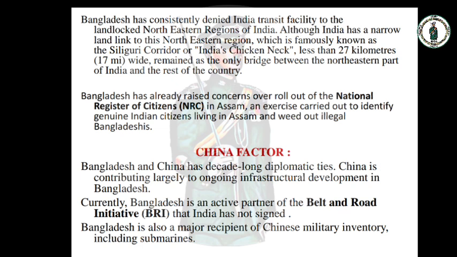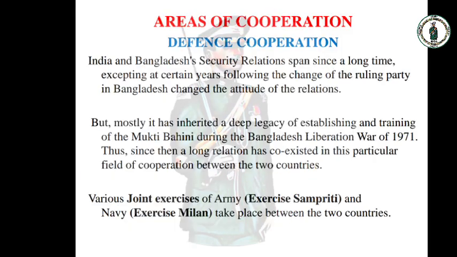So now let us discuss the areas of cooperation between the two countries. The first area is defense cooperation, and it all started with the establishment and training of Mukti Bahini during the Bangladesh Liberation War of 1971, and since then the long relations have coexisted. And along with it, there are various joint exercises. For example, for the Army we have exercise Sampriti with Bangladesh, and for the Navy we have exercise Milan.